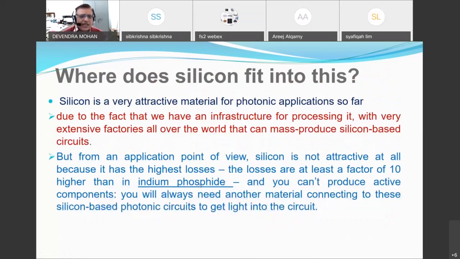Now for silicon, we have a lot of infrastructure built up all over the world. So where does silicon fit into this technology? Silicon has been a very attractive material for photonic applications so far due to the fact that we have an infrastructure for processing it, with very extensive factories all over the world that can mass produce silicon-based circuits. But from an application point of view, silicon is not attractive at all because it has the highest losses. The losses are at least a factor of 10 higher than in the case of indium phosphide. And you cannot produce active components. So you will always need another material connecting to these silicon-based photonic circuits to get light into the circuit.